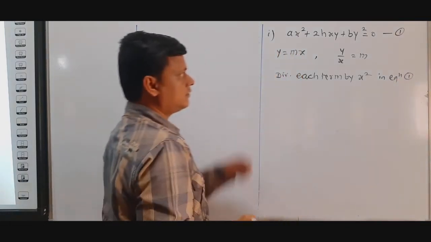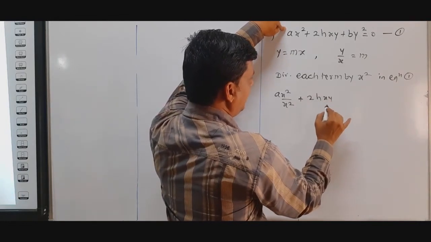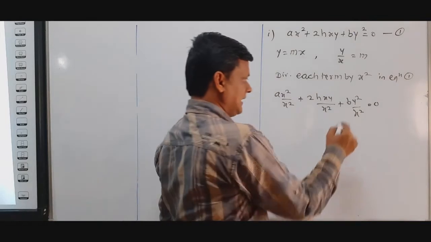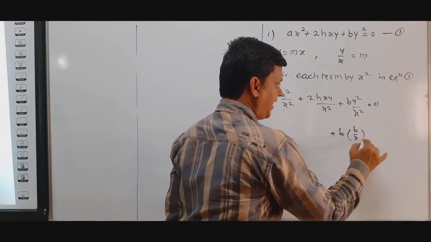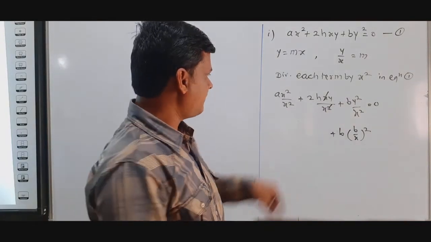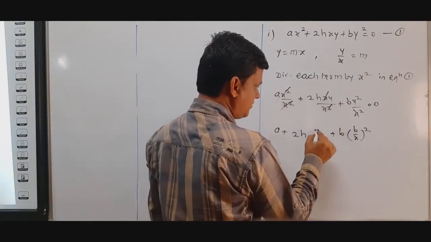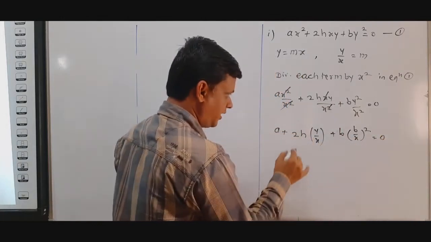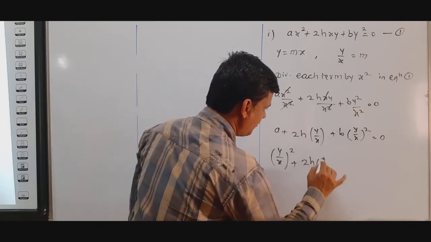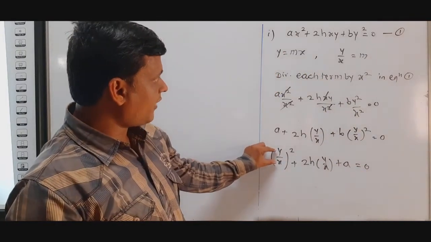in equation 1. After dividing by x square we get ax square upon x square plus twice hxy upon x square plus by square upon x square is equal to 0. The last term we write as b in brackets, y by x, its square. Here one x gets cancelled with the x in x square, and x square gets cancelled with x square. So we write the first term as a, the second term as twice h, y by x. Now we write the square term first: b, y by x its square, plus twice h, y by x, plus a is equal to 0. Now substitute the value of y by x as m.